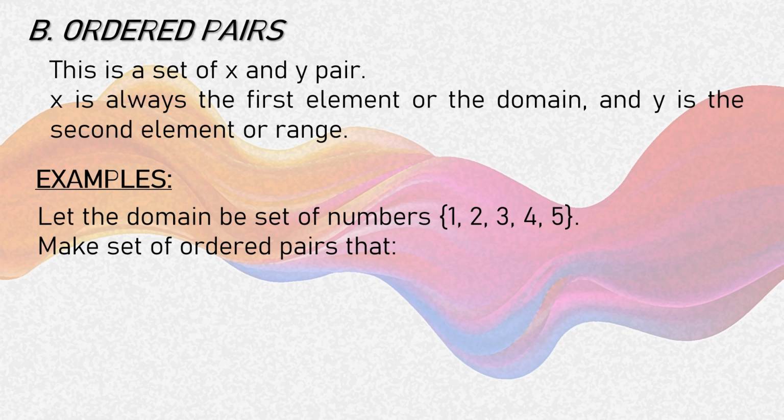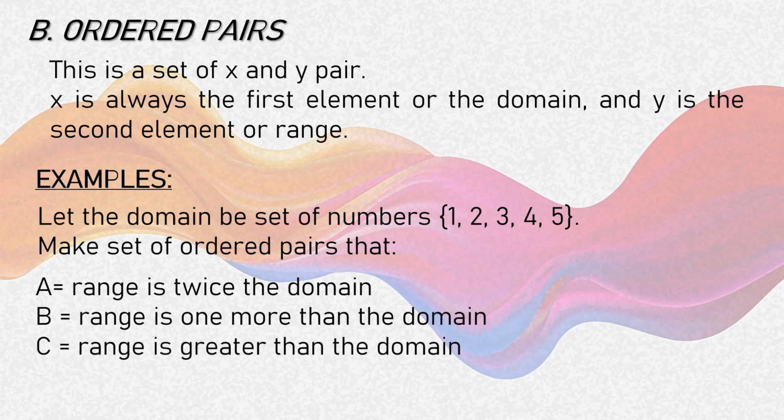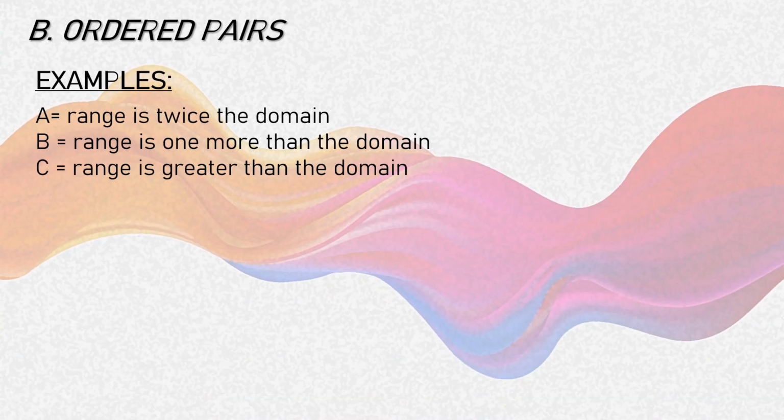Let the domain be set of numbers 1, 2, 3, 4, 5. Make set of ordered pairs wherein in set A, range is twice the domain, set B, range is one more than the domain, and set C, range is greater than the domain.